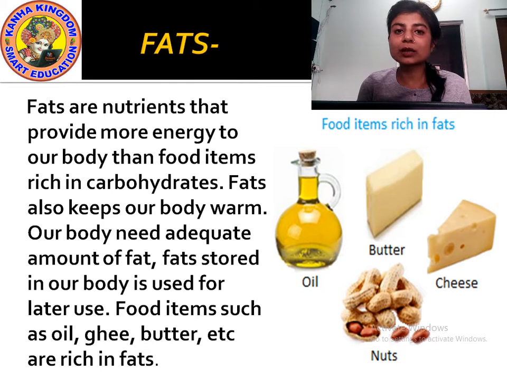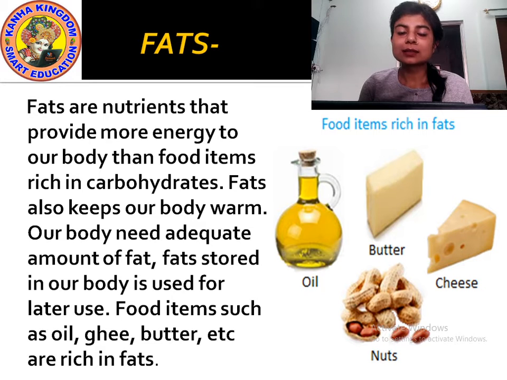Even if we don't eat food for 2-3 days, the fat stored in our body gives our body energy to stay healthy. That is why fats are very necessary in our body. These nutrients are very necessary, but they should be in adequate amount, which means in a limited quantity. Too much fat in our body is also harmful because it leads to many severe diseases.